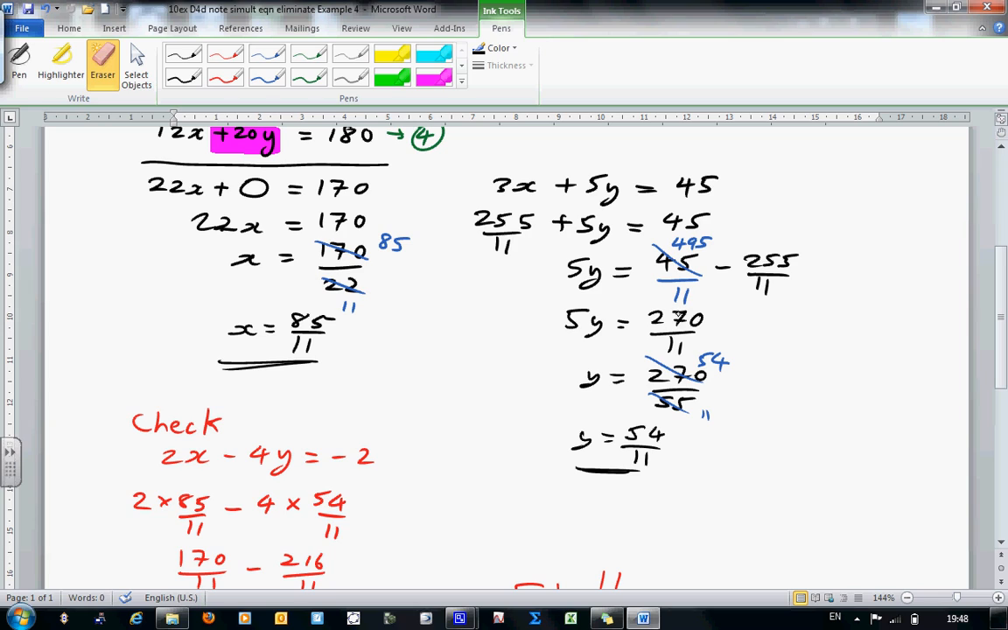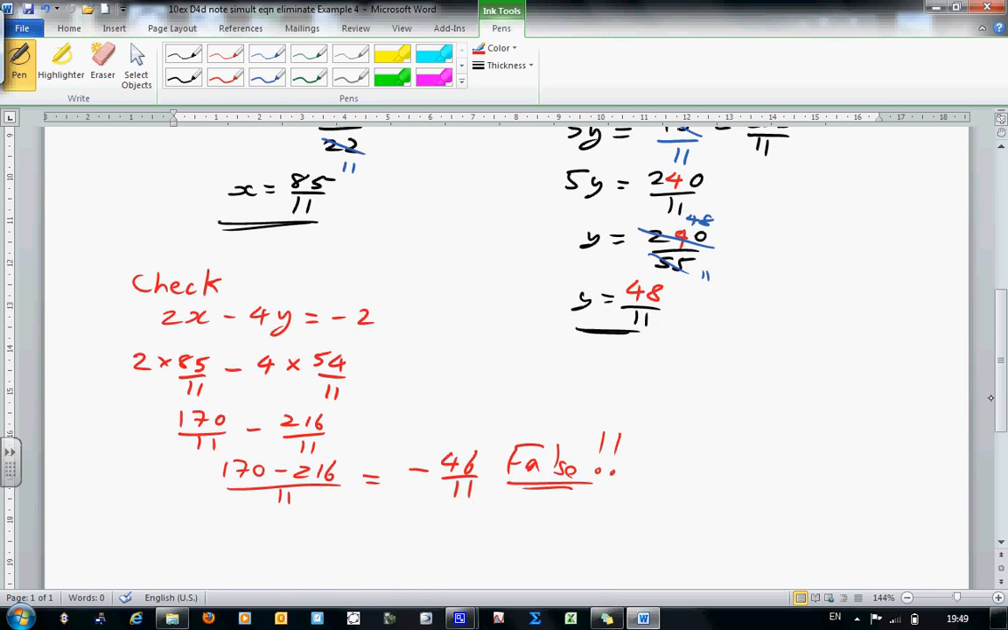5 will go into 55 11 times, and 5 will go into 240, 4 5s are 20, all of it, 48 over 11. So what I'm looking at here is y is 48 over 11. Let's check that now. I've got my two values for x and y. Let me change the colour again. 2x is the same, minus 4y. Alright, so let's use the green one.